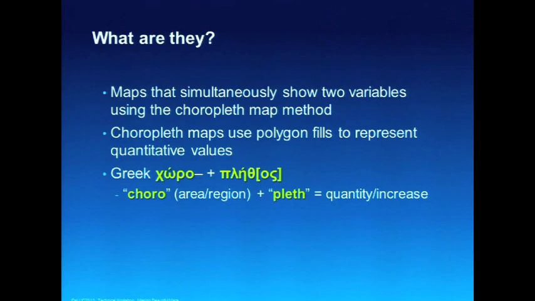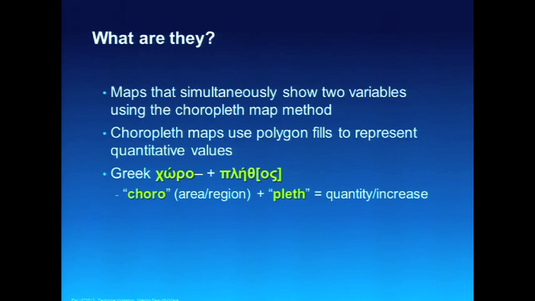What is a bivariate choropleth map? Well, first of all, it's a map that shows two variables at the same time. And it uses a choropleth map method to fill polygons with color. And the polygon fill relates to quantitative value.